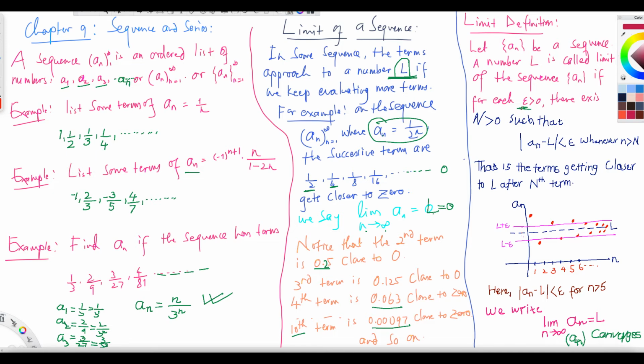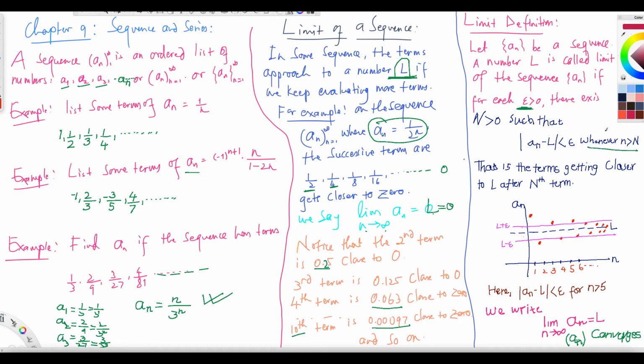Whatever epsilon you pick, you will find a term such that all the terms after that term will be within epsilon distance. This is |a_n minus L| less than epsilon, which means the distance between a_n and L will be less than that epsilon, whenever n is greater than N.